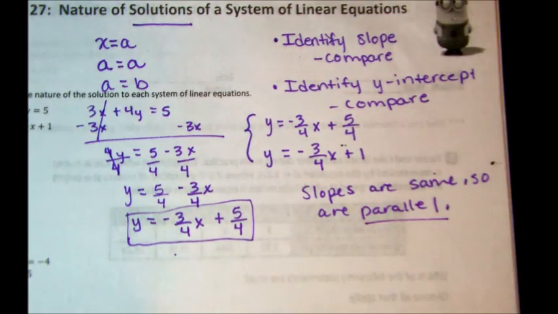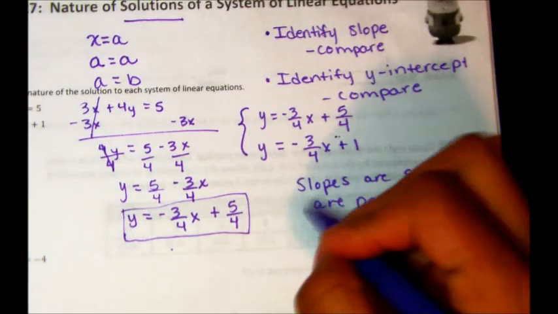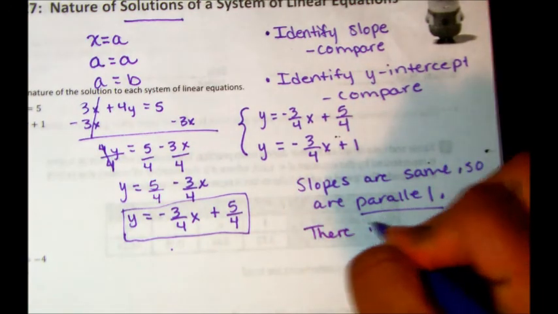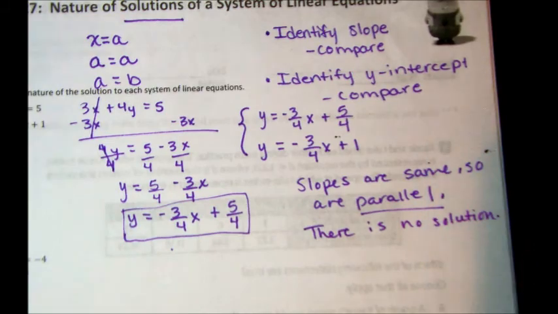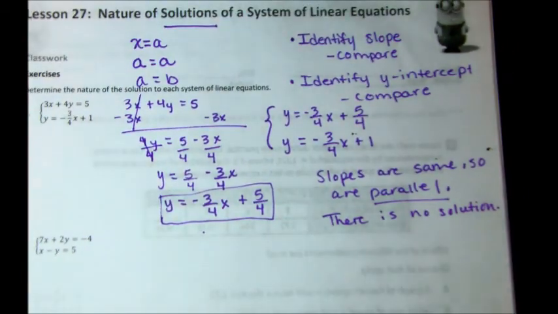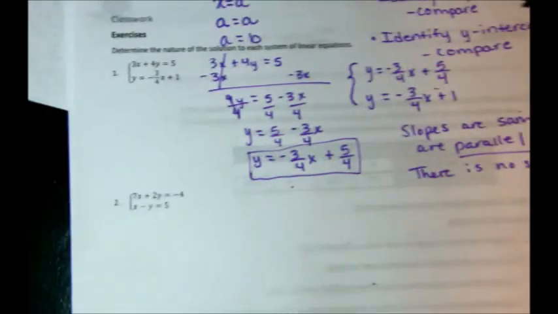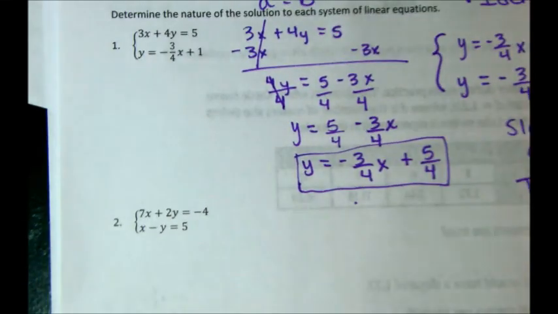So a key vocabulary word has come out: parallel. What do we know about parallel lines? We know parallel lines run in the same direction and they never touch. So that means if these lines have the same slope and they produce parallel lines, there is no solution. There is no solution to this system of linear equations. Let's go ahead to example number 2.